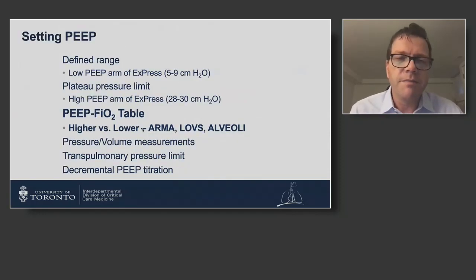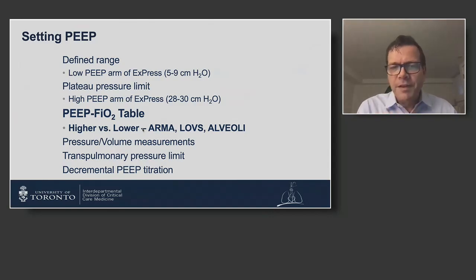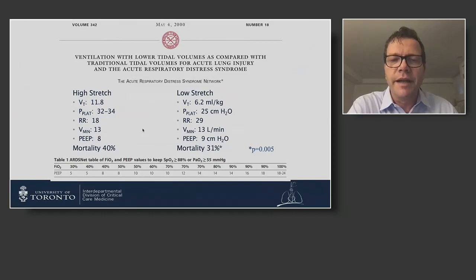You can make setting PEEP as complicated as you like. For most, if you're an I'm-just-coming-to-use-ventilators-for-the-first-time kind of person, I recommend the easiest way to do this is using a PEEP FiO2 table. There are a couple available. This one is from the original ARDS Network study, the so-called lower PEEP FiO2 table, which puts people on PEEPs of 8, 10 to 14 generally. It sometimes gets up into high PEEP if you're on very high FiO2.